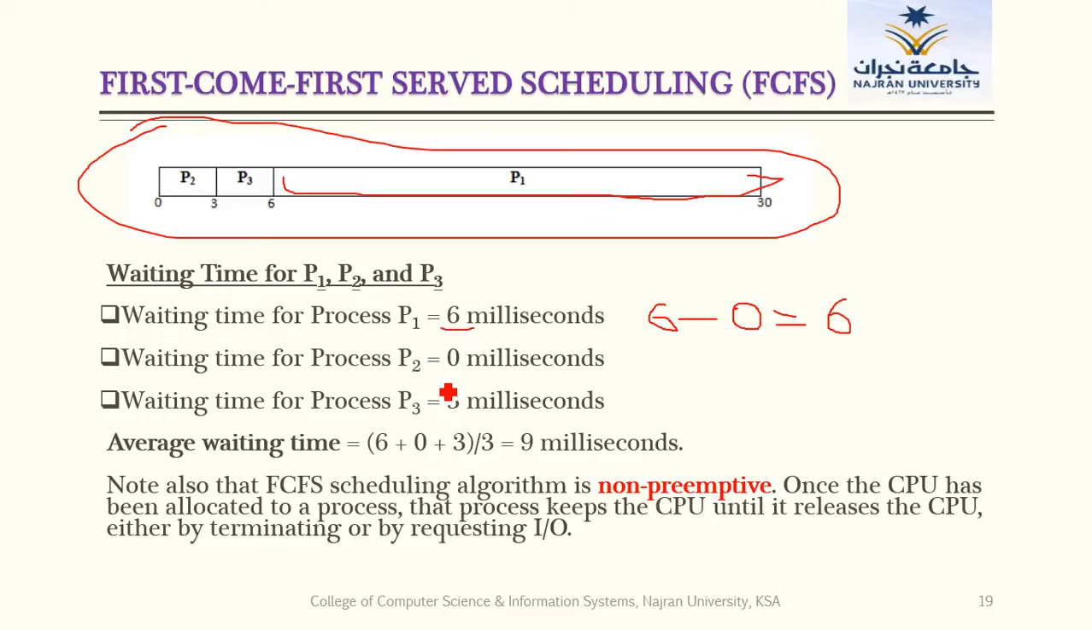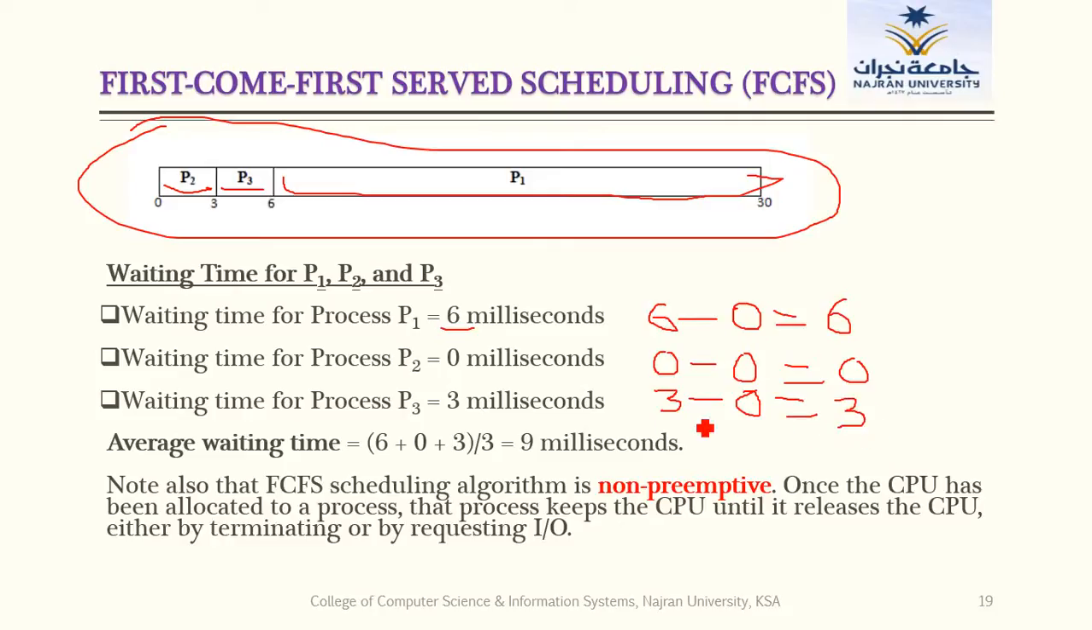Then same for P2. See the chart. When P2 starts execution, that is 0. Execution start time is 0, minus arrival time, which is also 0. So it is 0 minus 0. So what is the waiting time for process P3? Here if you check P3, execution start time is 3, minus arrival time 0. So it means 3.